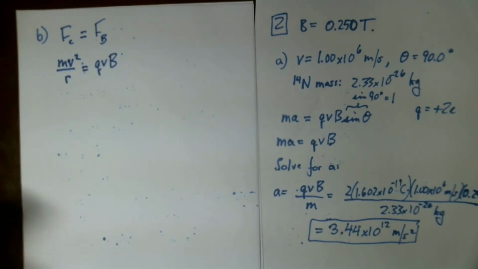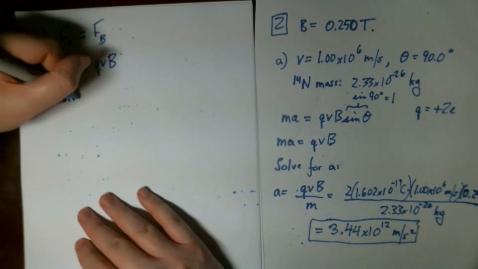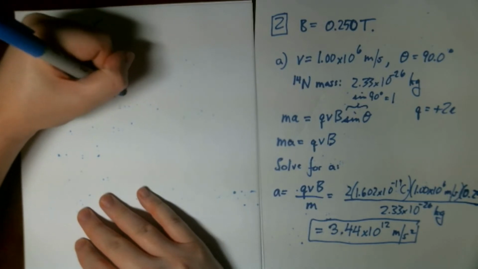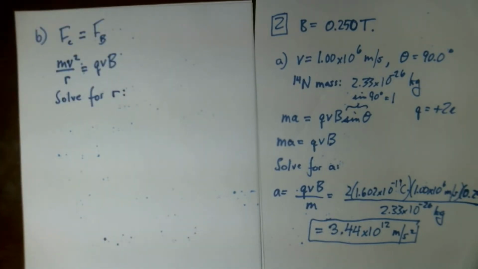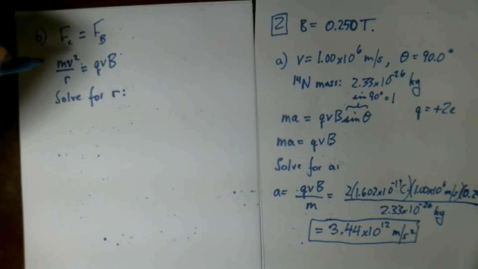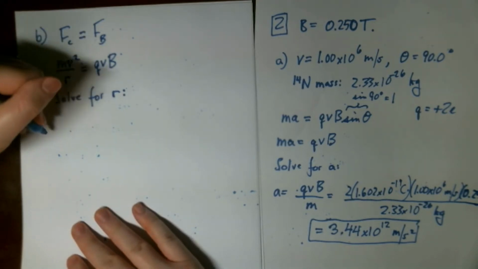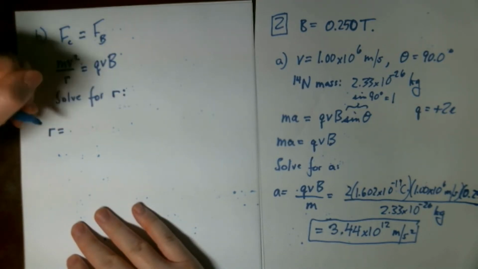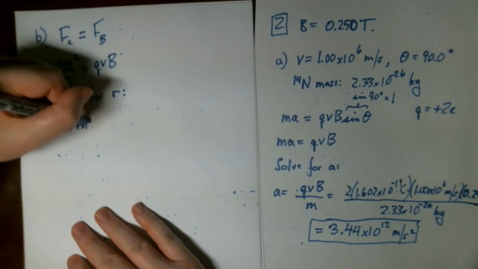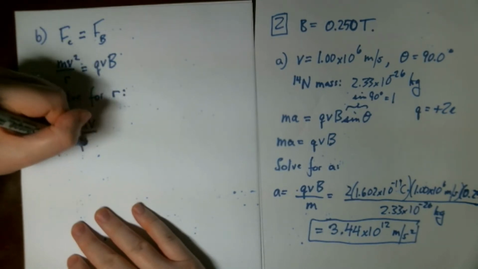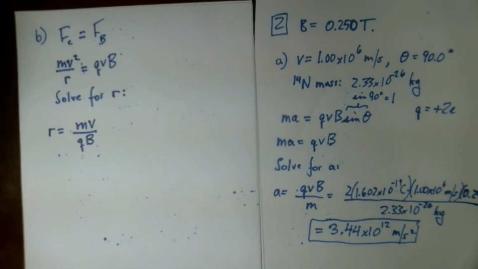So what we want to do is solve for r. So let's see, what can we do to solve for r? We need to drop a factor of v. Then we divide by Q and B, and we move that r up. So solving for r will give us r equals mv over QB. And this is actually one form of what's called the cyclotron equation, because this is actually how cyclotron particle accelerators work.